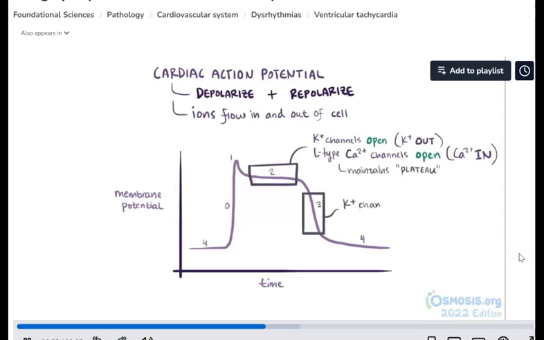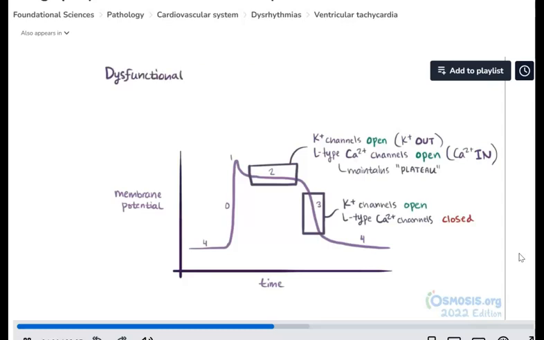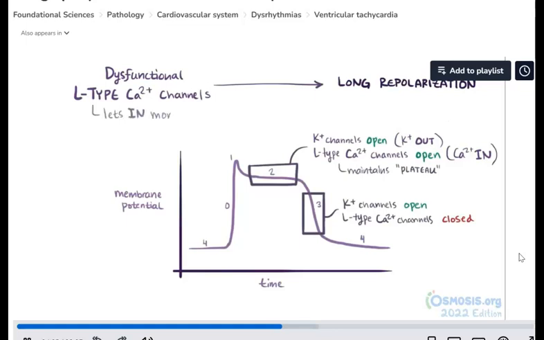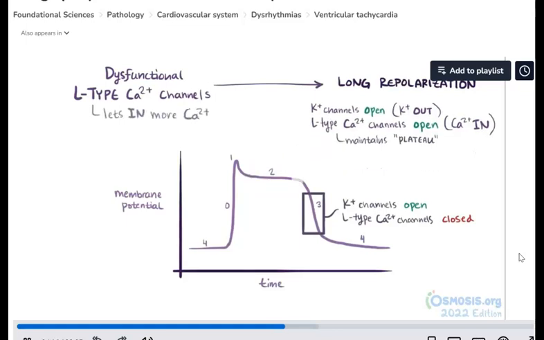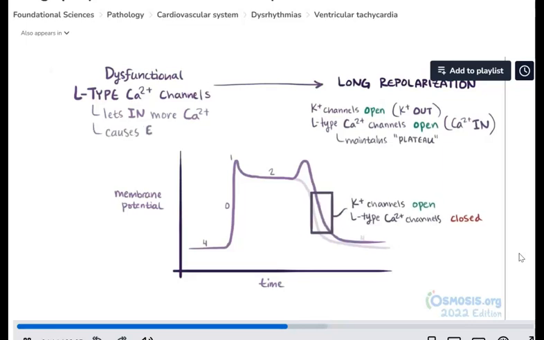During phase 3, the potassium channels stay open, but now the L-type calcium channels close, which lets the cell repolarize. So it's thought that dysfunction in the L-type calcium channels is one mechanism that can lead to a long repolarization phase. Specifically, they might let in more calcium during phase 2, making the membrane potential more positive and causing an early afterdepolarization, or an EAD.